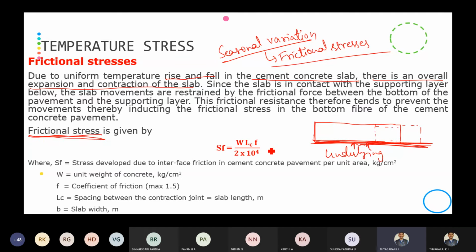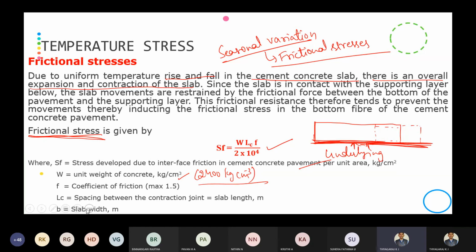The frictional stress is given by this equation: Sf = W L Cf divided by 2 into 10 power 4. So this is the frictional stress equation. On this also you may expect a problem, where they'll give all the values, what W, L, Cf are, everything will be given. Simply input all the values and get the frictional stress. Sf is the frictional stress. W is the unit weight of concrete, that is 2400 kg per cubic meter. So this is the W value.